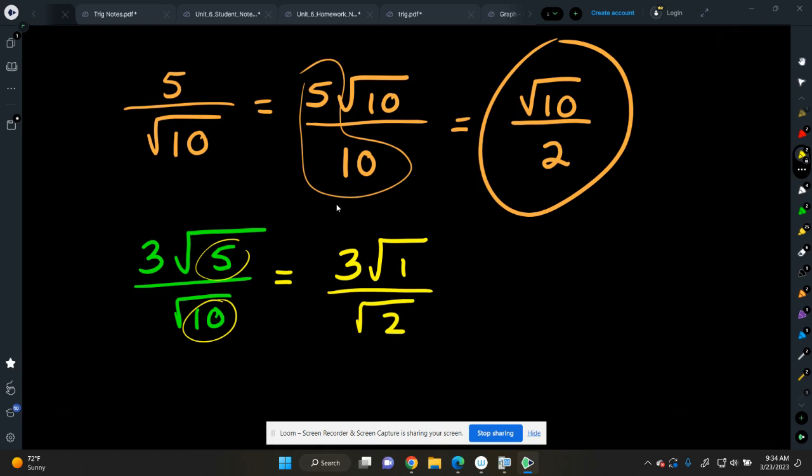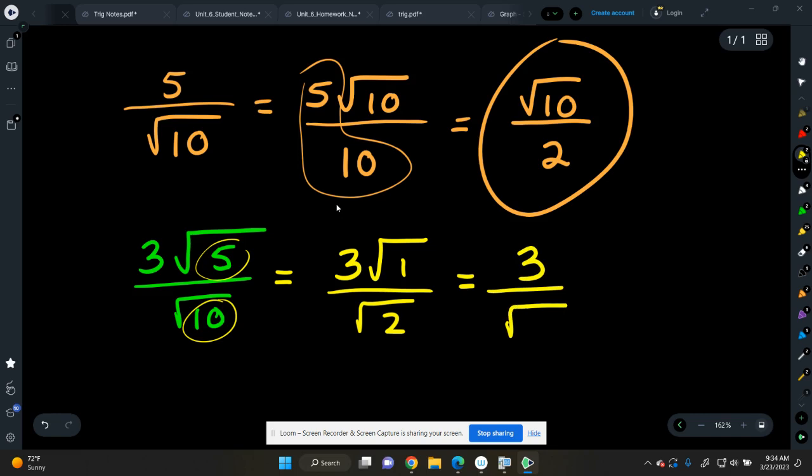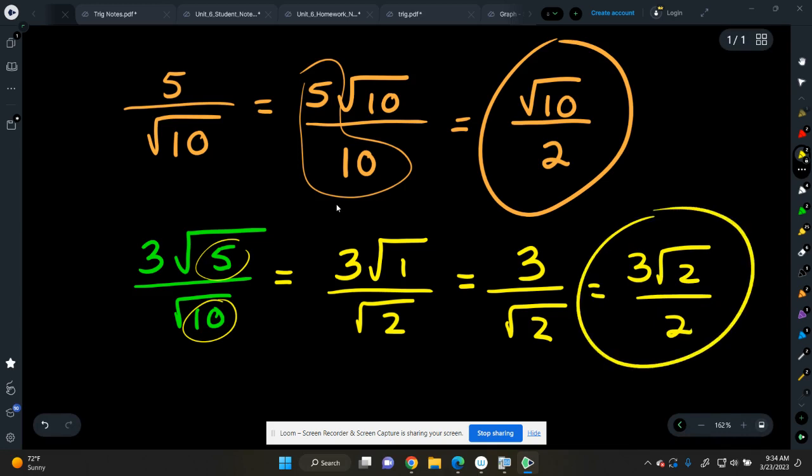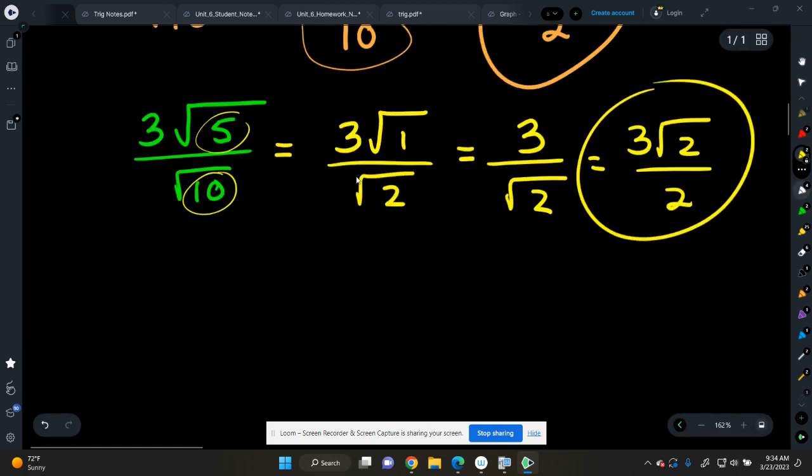What's the square root of 1? 1. Thank you. So now I've got that, and I just have to do the move and remove. So what does this become? 3 radical 2 over 2. And there's our answer. Okay, so that's all review.